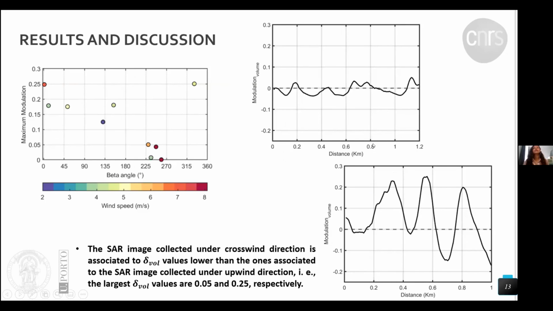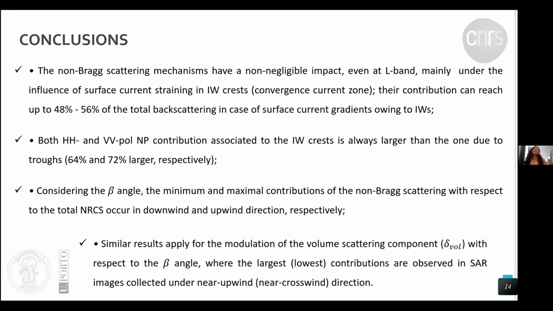Okay, so as a conclusion, we can say first that the non-Bragg scattering mechanisms have a non-negligible impact, even at L-band, mainly under the influence of surface current strain in internal wave crests, and their contribution can reach from 48% up to 56% of the total backscattering in case of surface current gradients owing to internal waves.